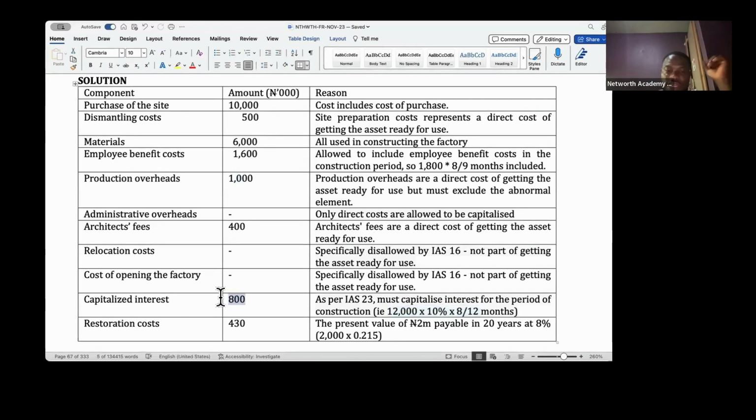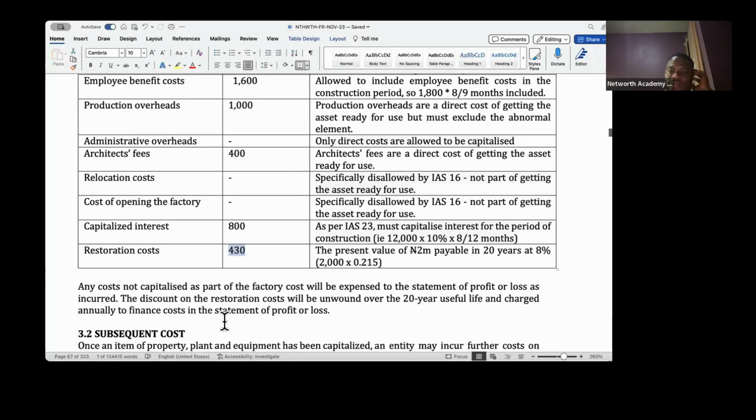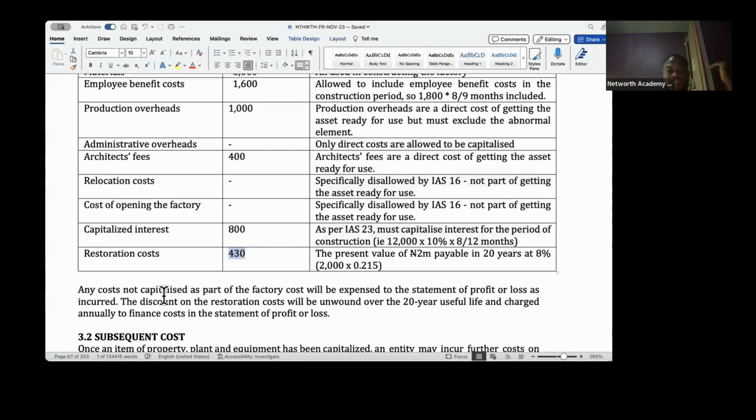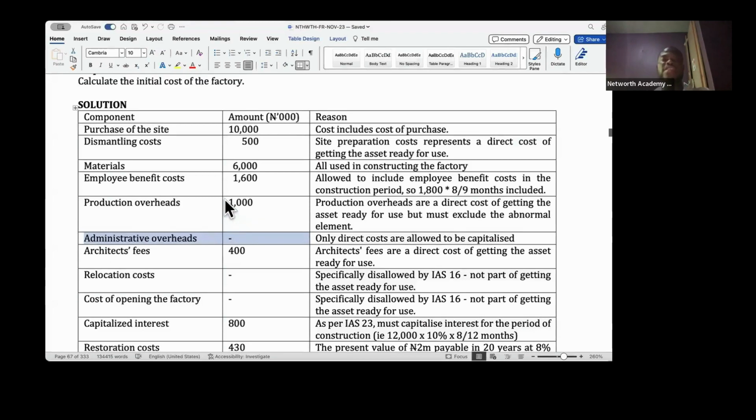If you do your math, that gives you 800. Then the restoration costs, we said this 2 million is the future value. The present value is this 0.215 multiplied by 2 million. That gives us 430. And by the time you add all this together, that would be capitalized. So any cost that is not capitalized will be expensed. All of these that we are not capitalizing, just simply take them to P&L. And that is it, that's the end of this question.